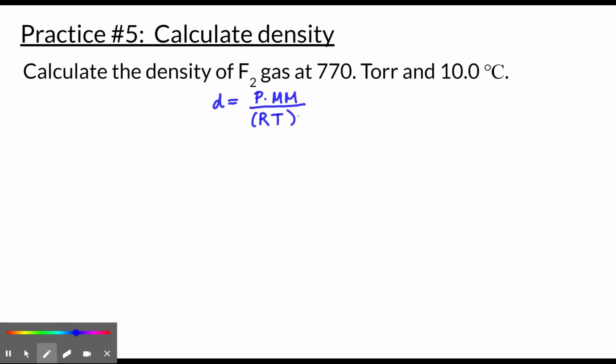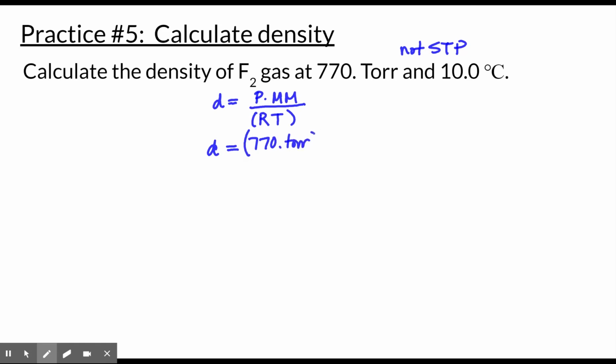So in this last problem, let's calculate the density of fluorine gas at 770 torr and 10 degrees Celsius, which is, by the way, not STP, just noting that. So density is equal to pressure times molar mass divided by the product of R times T. So pressure is given to you as 770 torr. And you'll have to multiply that by the molar mass of F2. Molar mass of F2 is 37.996. Don't worry about the units, they will work themselves out.